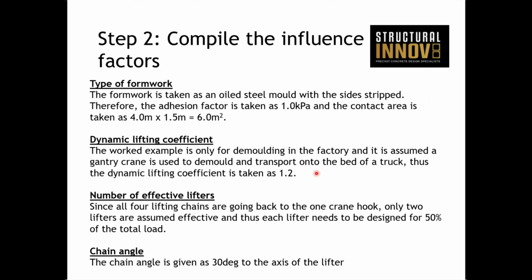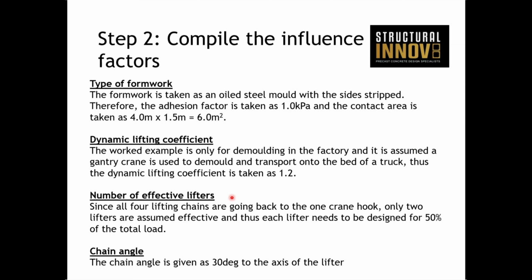Dynamic lifting coefficient. The worked example is for demolding in the factory at this stage, and it's assumed a gantry crane is used to demold and transport onto the bed of the truck. Thus, the dynamic load coefficient is 1.2. And again, refer back to lecture 1 for the table on that. Further on in this worked example, we're going to have a dynamic lifting coefficient of 1.4 to account for the mobile crane that's going to be used on site to unload the truck, tilt and lift. So we have to calculate those numbers as well for that additional dynamic lifting coefficient.